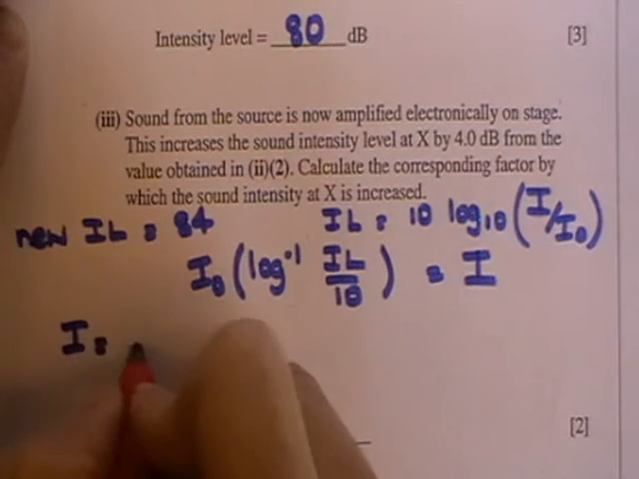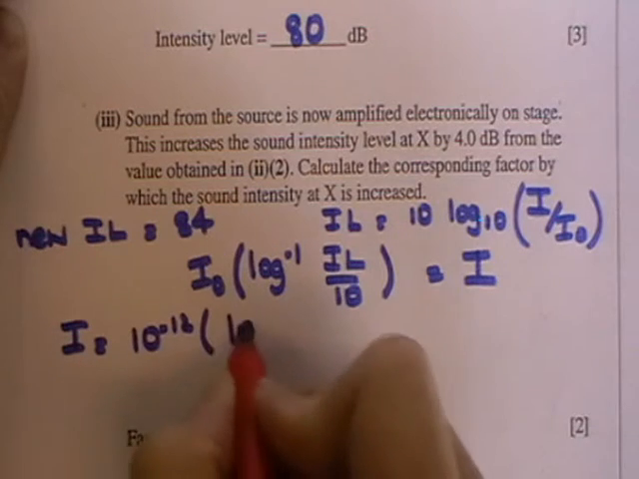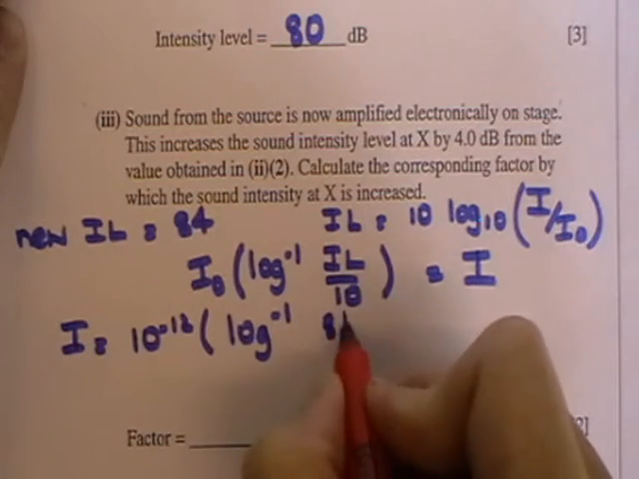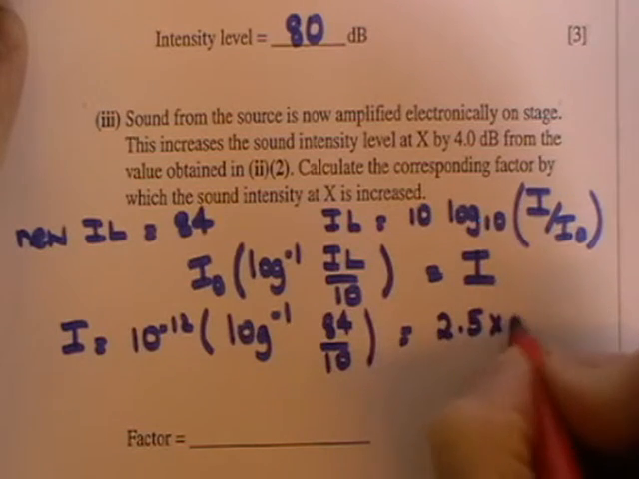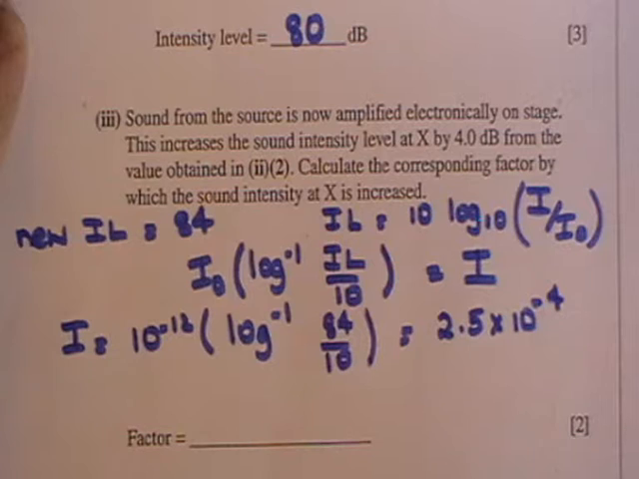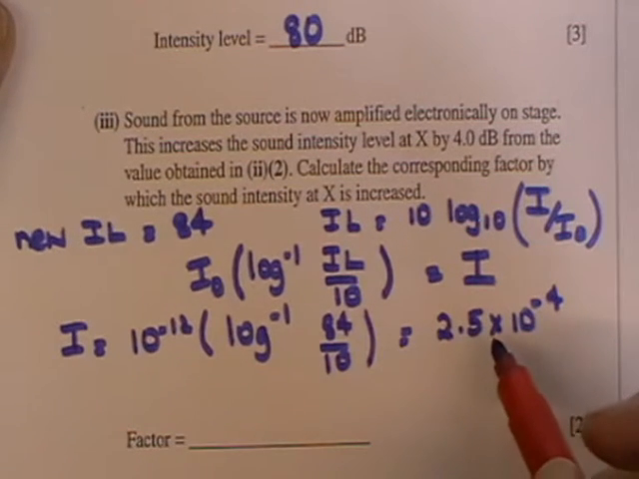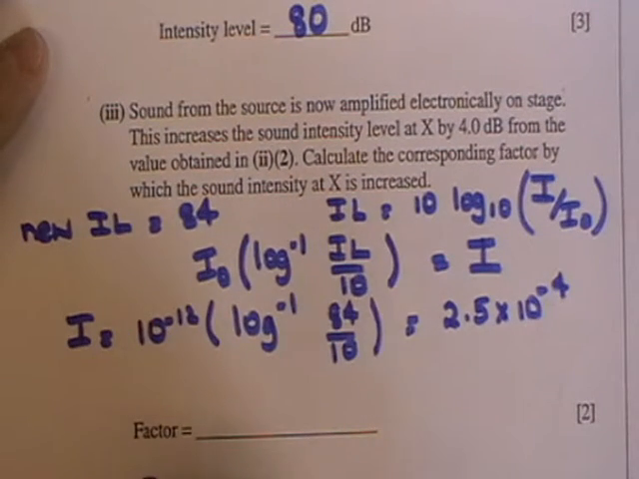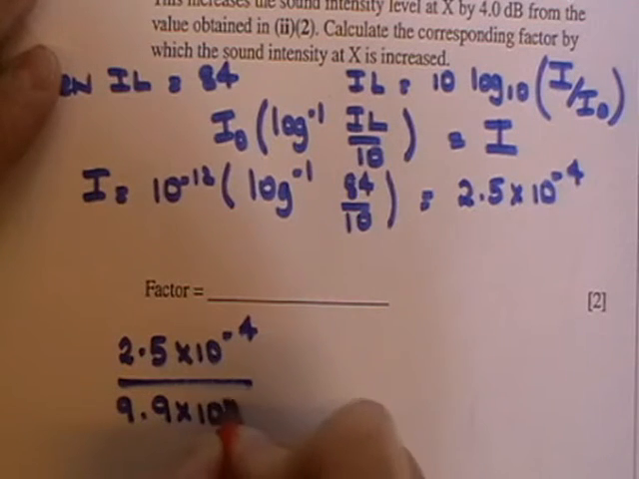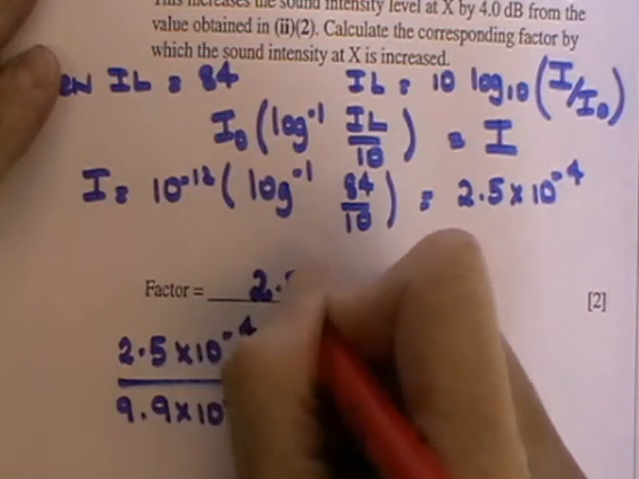So I is equal to 10 to the minus 12 times the inverse log of the intensity level, 84 now, over 10. So that's our new intensity, and it comes out as 2.5 by 10 to the minus 4. So then we want to work out what is that compared to what it was before, and it was 9.9 by 10 to the minus 5 before. So the factor that it has increased by, we're just going to divide the 2.5 by 10 to the minus 4 by 9.9 by 10 to the minus 5, and that comes out as 2.5 to 2 decimal places. So the factor that it has increased by is 2.5.